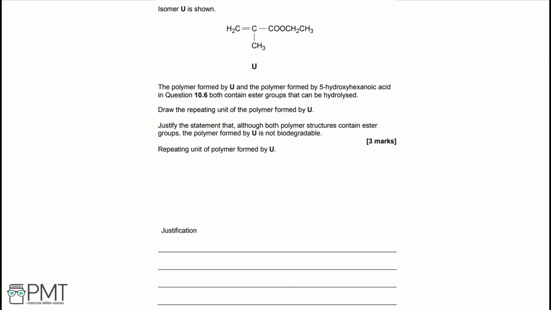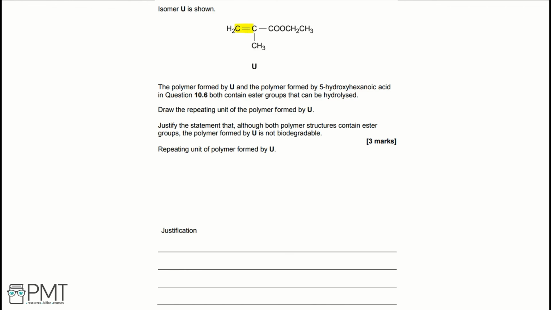Isomer U is shown. The polymer formed by U and the polymer formed by 5-hydroxyhexanoic acid in question 10.6 both contain ester groups that can be hydrolyzed. Draw the repeating unit of the polymer formed by U. Justify the statement that although both polymer structures contain ester groups, the polymer formed by U is not biodegradable.